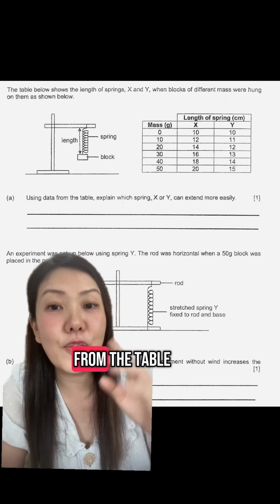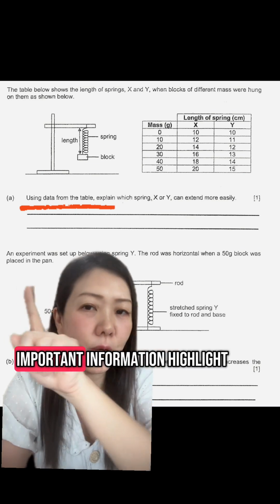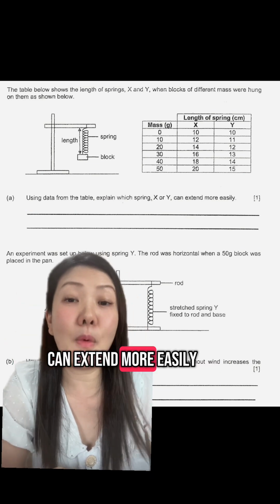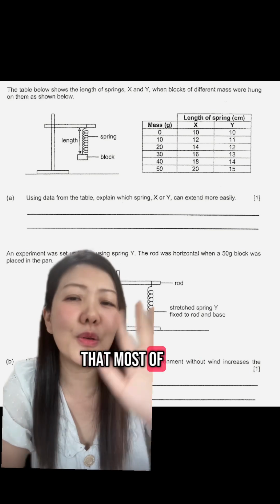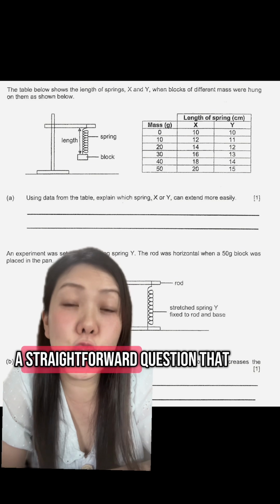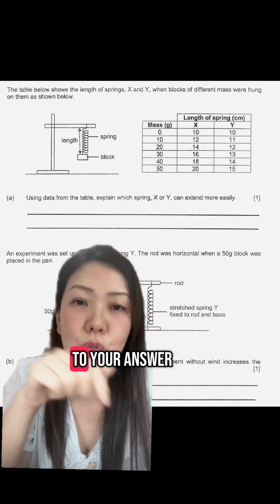Using the data from the table, important information, highlight, explain which spring X or Y can extend more easily. I'm sure that most of you can do this very fast because this is a straightforward question that just needs you to link the results to your answer.